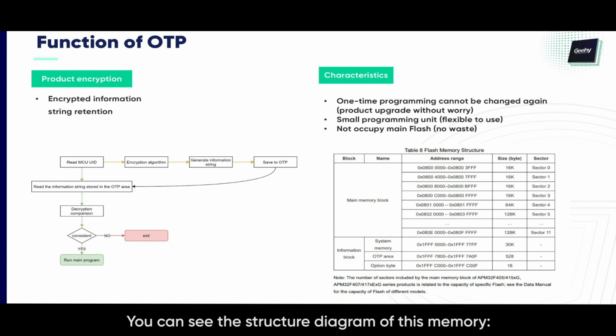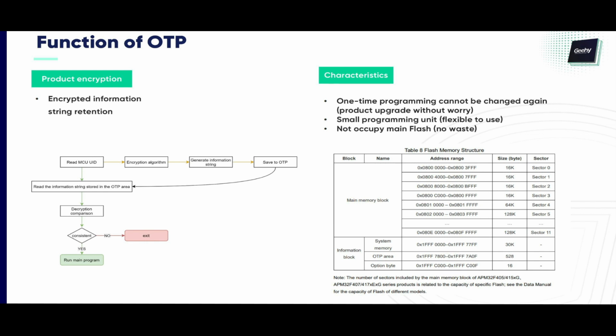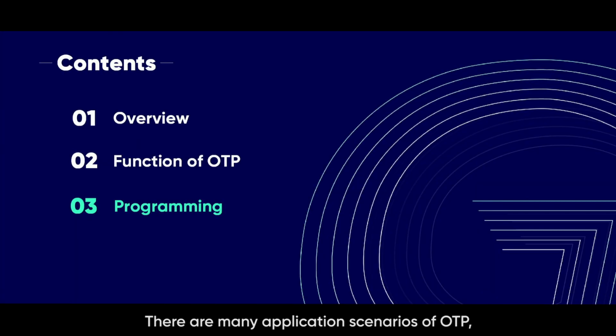You can see the structure diagram of this memory. The OTP area is separated from the main flash and will not occupy the memory of main flash, nor cause a waste of the main flash. There are many application scenarios of OTP, so how to make use of it?